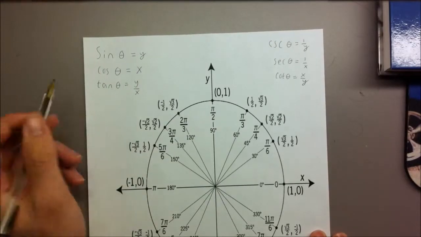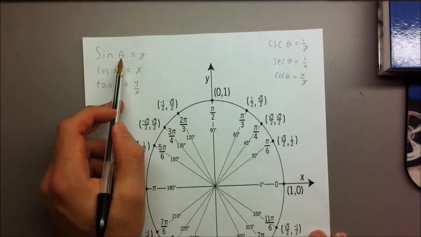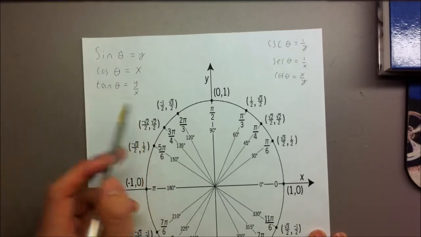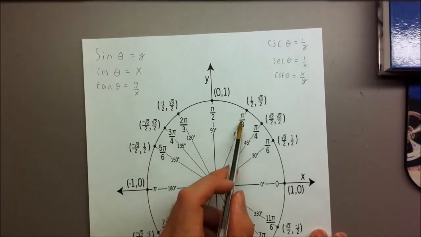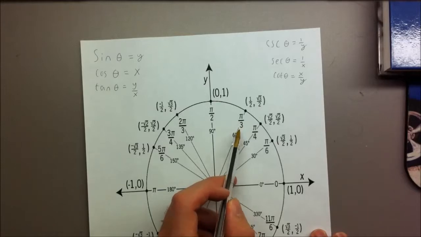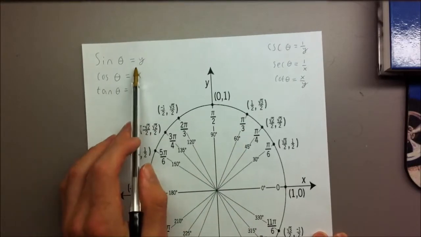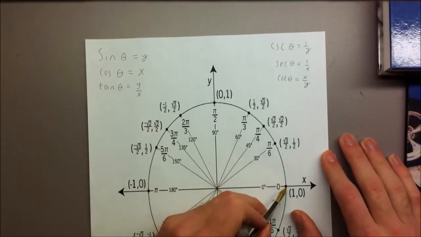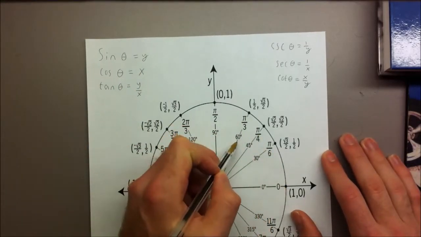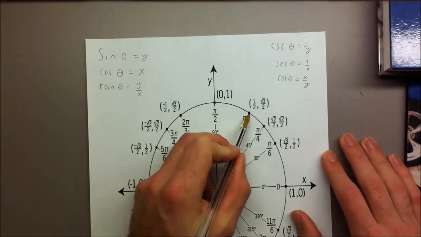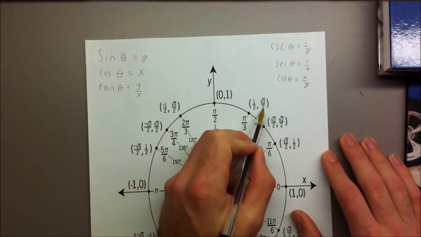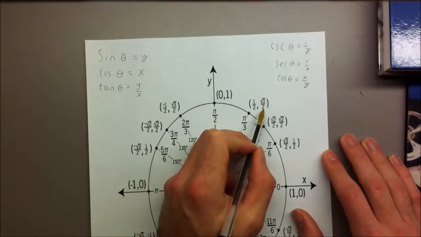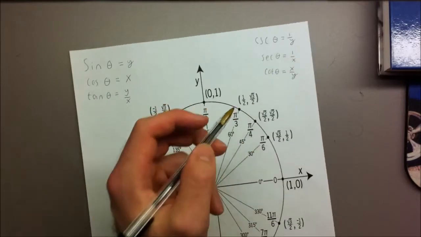You might get asked, what is sine of 60 degrees, right? That's theta, the angle, 60 degrees. Or it could just say, what is sine of pi over 3? And we know that looking at this, it's going to be the y value. So sine of 60 degrees, you would go all the way to where the 60 degrees is. You look at the point here, and sine is the y value. So sine of 60 degrees is square root of 3 over 2.